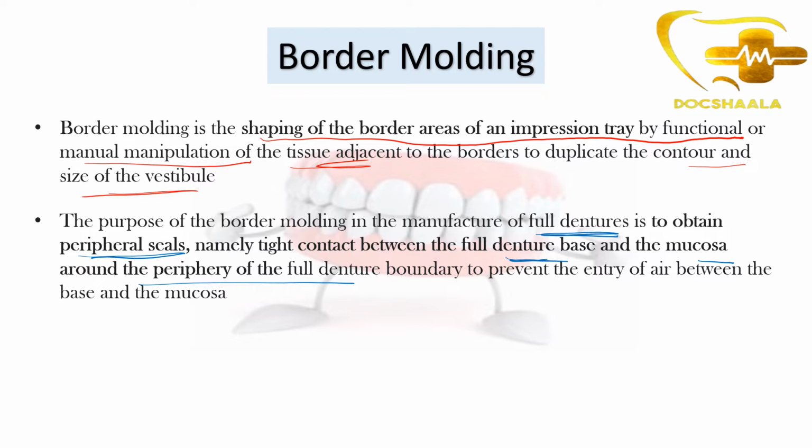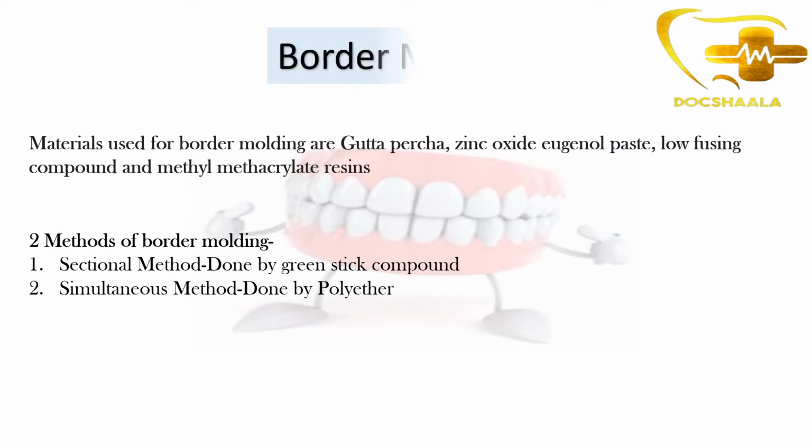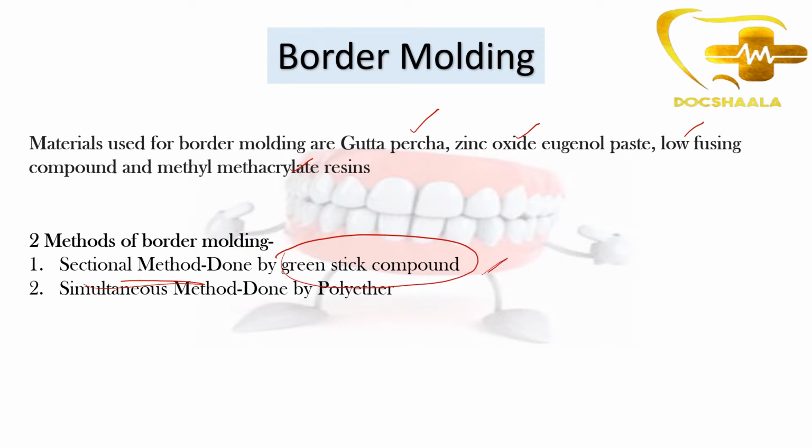So when this tight contact is achieved, we are able to limit the rocking of the denture. The materials that we use commonly in border molding are gutta percha, zinc oxide eugenol paste, low fusing compound, and methyl resins. The two methods that we use are the sectional method, which is done by green stick compound. I think most of you are aware of what green stick compound is, because it is the most commonly used method, and the simultaneous method. This is done by polyether and is not commonly used.